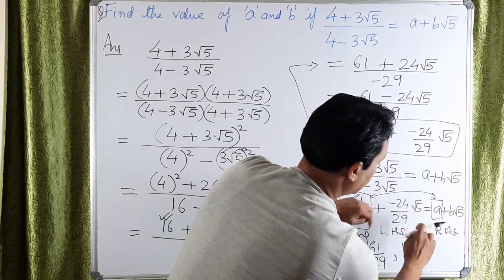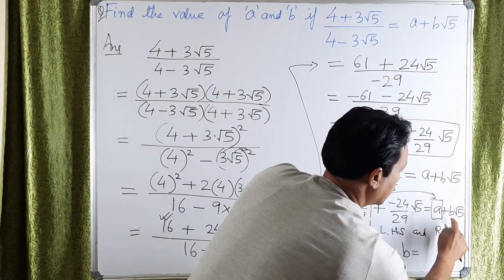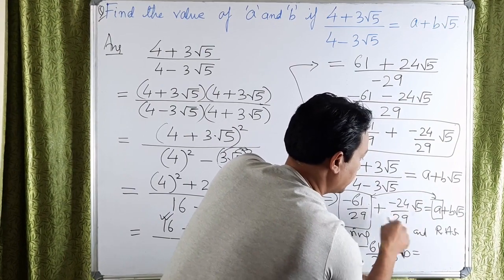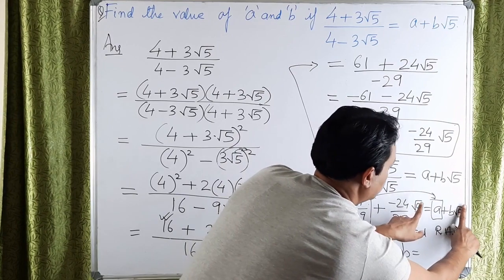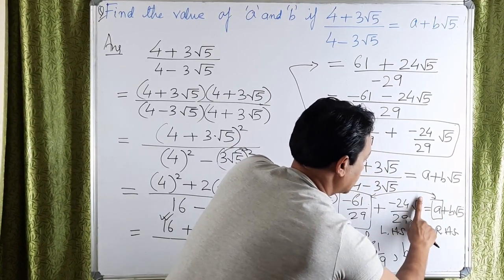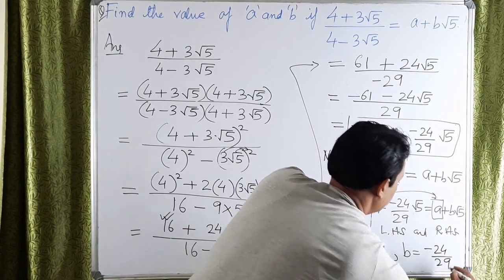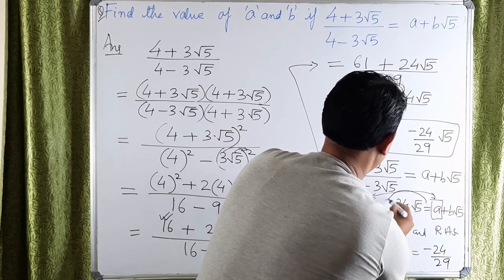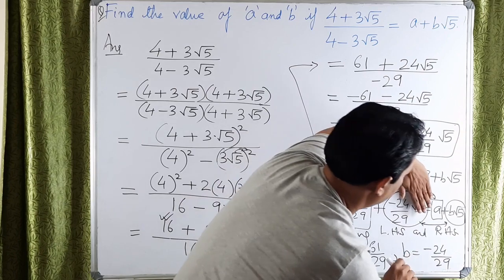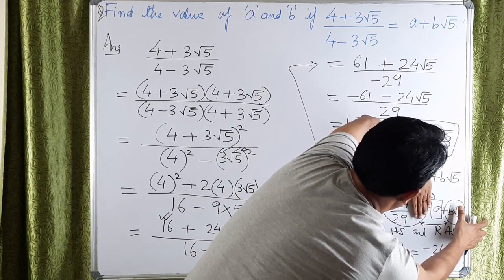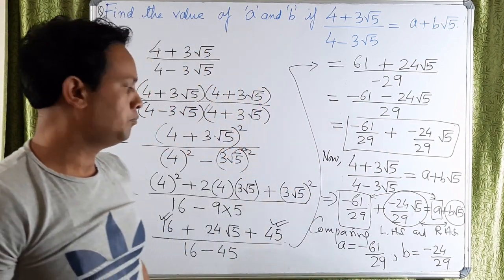And B, let's see this part. This part is B. If you can see here, root 5. Leave this root 5. Just cancel the root 5. We cancel the root 5 here, we get B. We cancel the root 5, what do we get here? Minus 24 by 29. So this is B. B will get from here. We'll compare this with this. So if we just leave root 5 here, we get B. So we leave root 5, what do we get? It's minus 24 by 29. So we got the values of A and B.